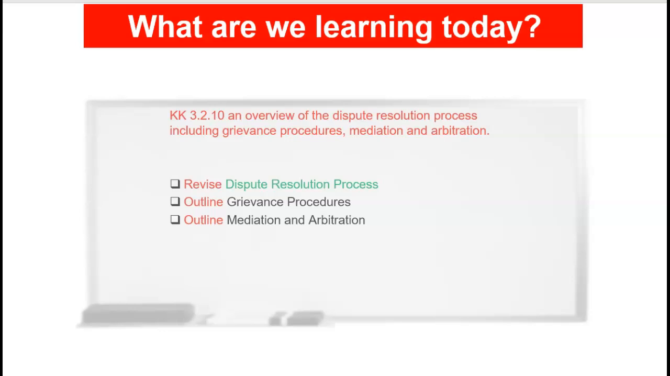So key knowledge point 10, we're looking at an overview of the dispute resolution process, including grievance procedures, mediation and arbitration. So if you look at the keywords there, you'd need to revise dispute resolution process, work out what it is, know an outline of grievance procedures and know an outline of mediation and arbitration procedures to be able to successfully master this key knowledge point.